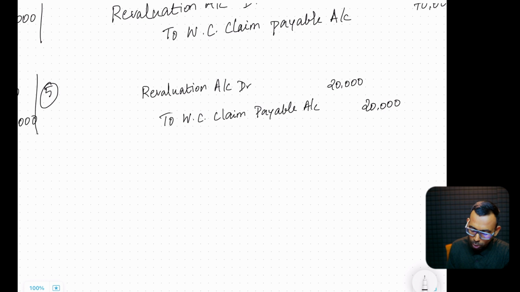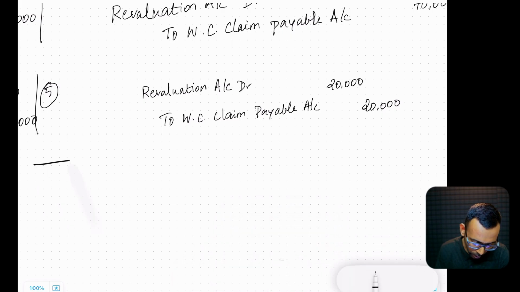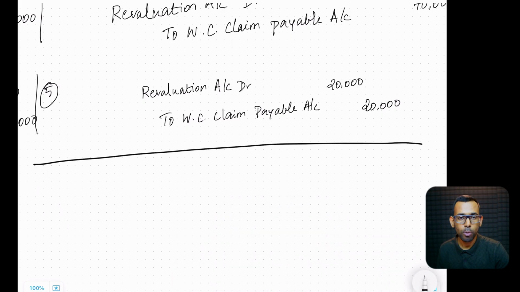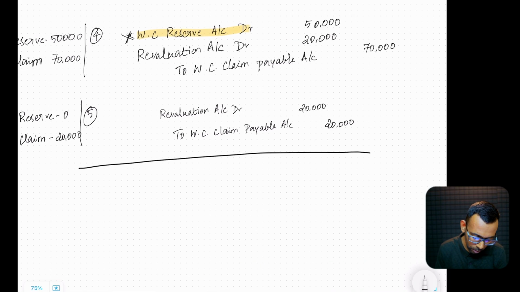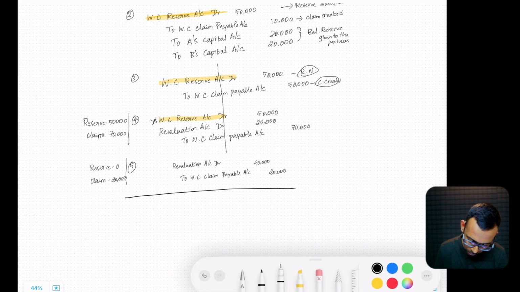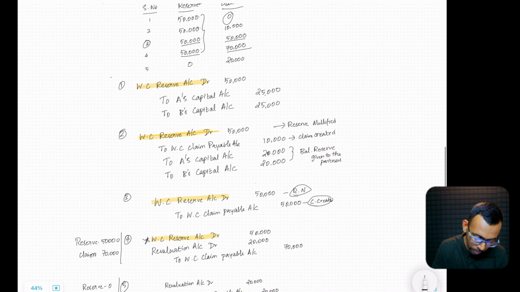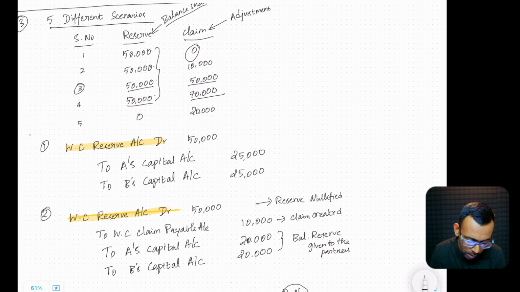I hope you have taken notes of this so far. That was the first 5 scenarios. We have come to the next segment of the video, which is the ledger posting and balance sheet disclosure. This is the last segment of today's video. First, let us see the ledger posting for the first scenario. Scenario number 1, reserve amount 50,000, claim amount 0 rupees.